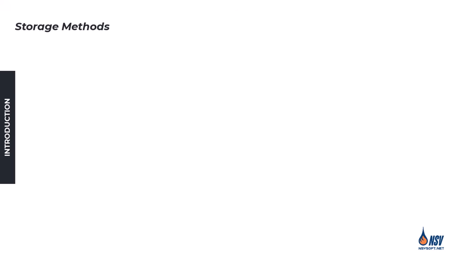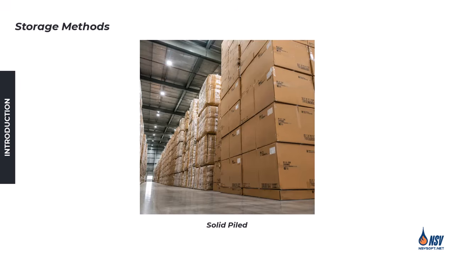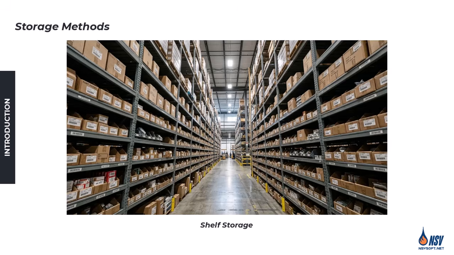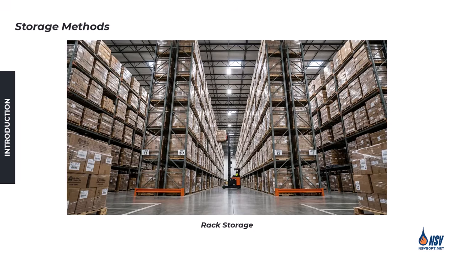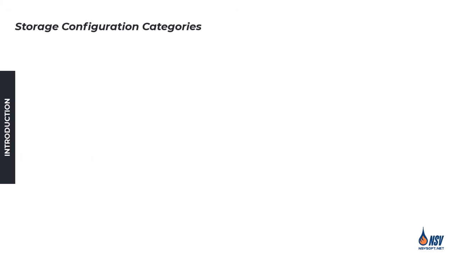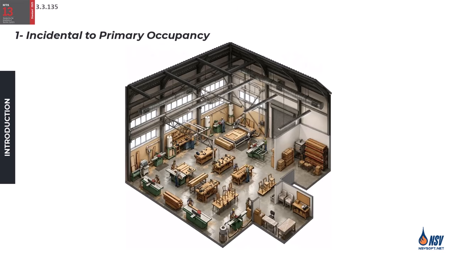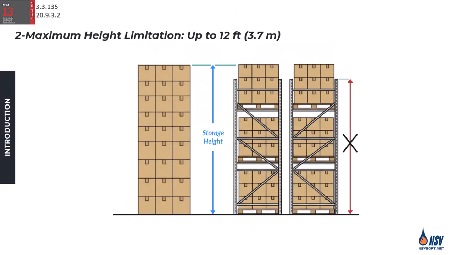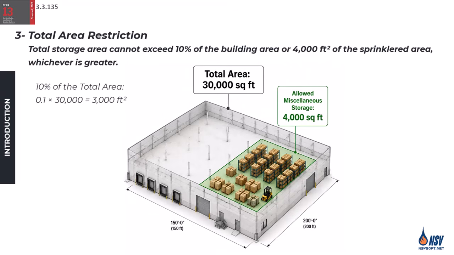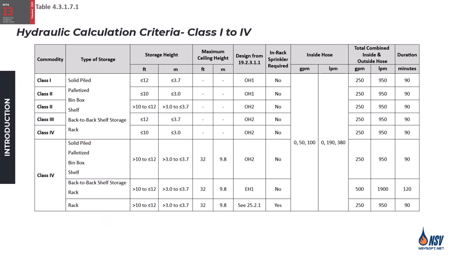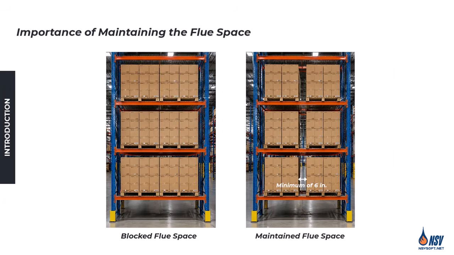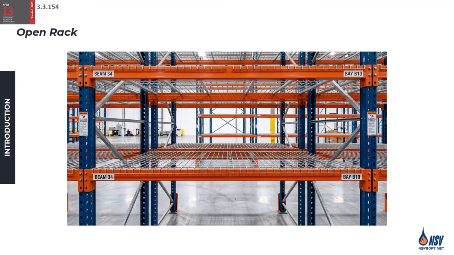Commodities can be stored using a variety of methods, whether that's palletized, solid piled, in bin boxes, on shelves, or in racks. But regardless of the physical method we use, the storage configuration generally falls into one of three main categories: miscellaneous, low-piled, or high-piled. In this video, we will focus on understanding miscellaneous and low-piled storage, what sets them apart, and why these classifications matter for our facility's safety and fire protection.